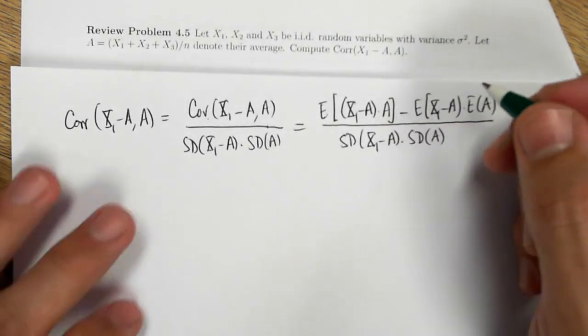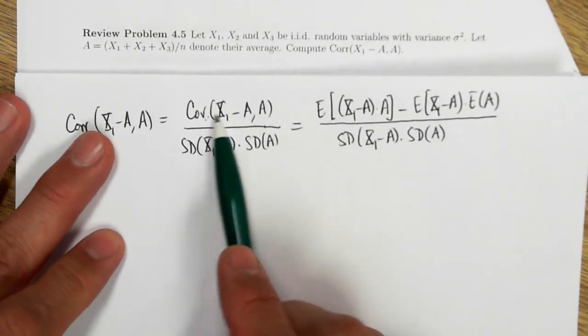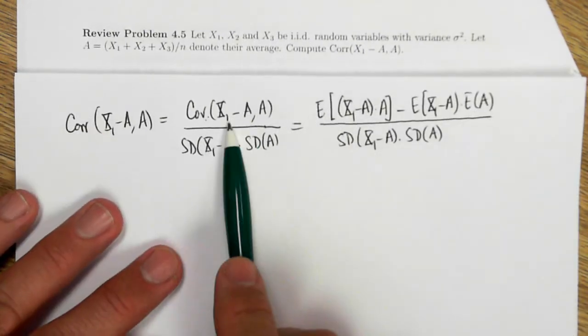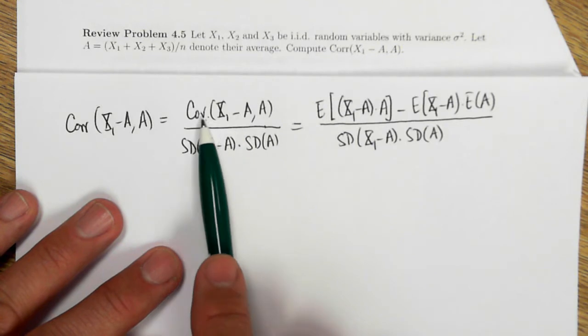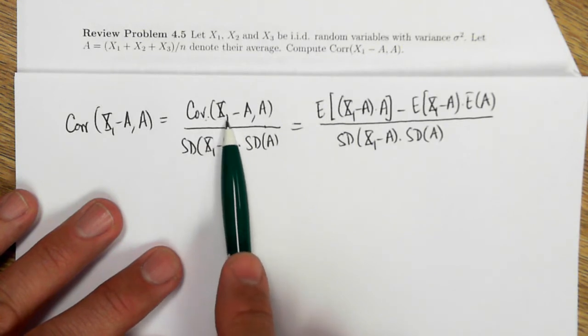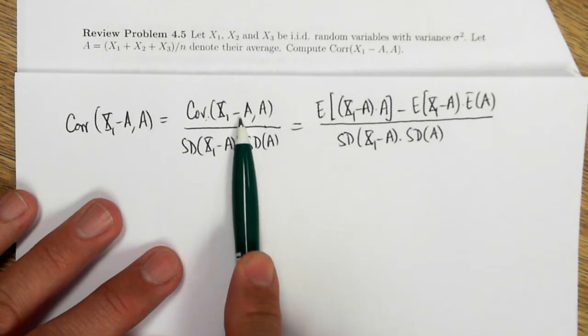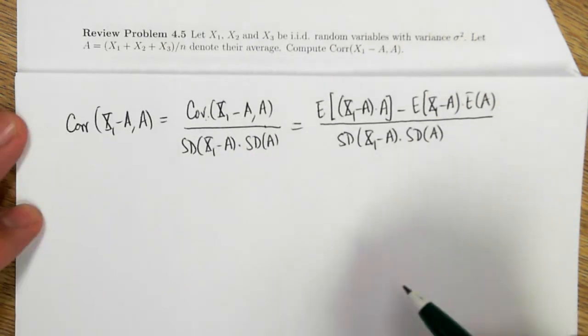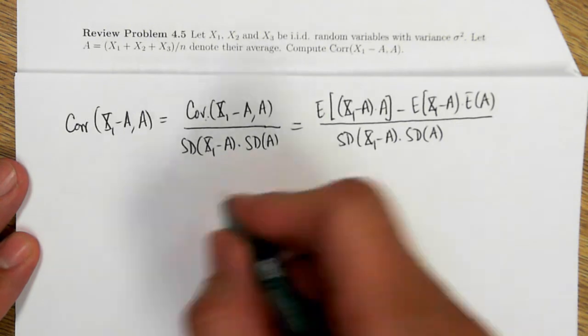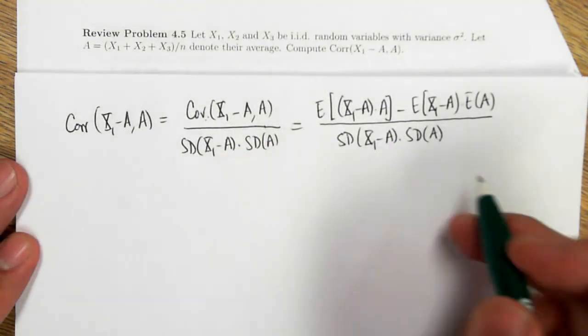And so that's using the definition of covariance. Now, hypothetically, I could have done this by the bilinear property of covariances and split this up as the difference of the two covariances. That would have also been acceptable. Okay, well, let's see what happens. So first off, the denominator. Let's do the easiest stuff first.